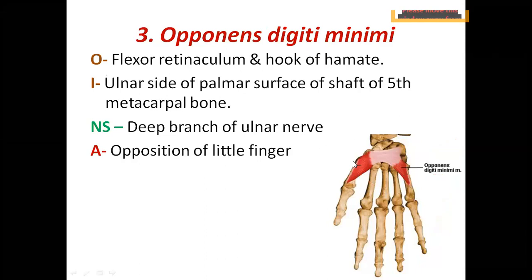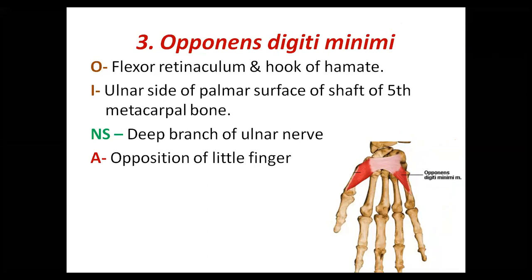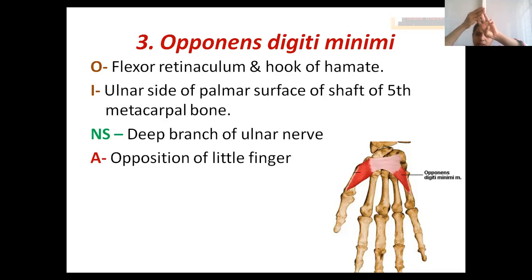Okay. Then opponens digiti minimi. Opponens digiti minimi is coming again from the flexor retinaculum and the hook of the hamate bone. It's getting inserted on the medial side of the palmar surface of the shaft of the fifth metacarpal bone. It's also supplied by the deep branch of ulnar nerve. It also helps in opposition. Opposition, now see here, this movement. Now your little finger is moving towards the thumb. So opponens digiti minimi and opponens pollicis both come into action to bring about this movement, opposition of the little finger.